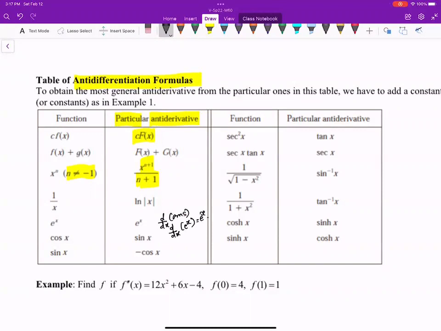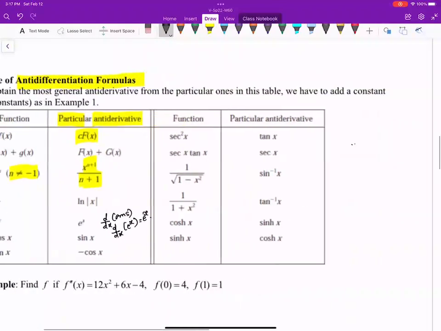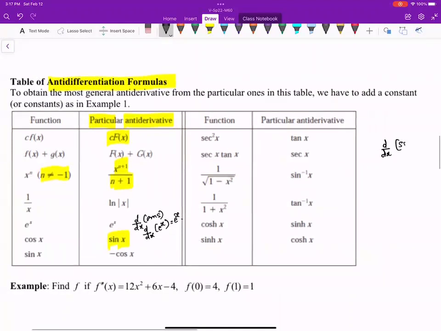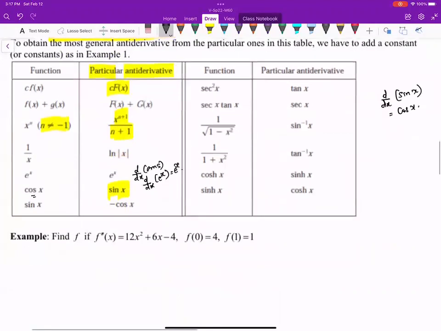An antiderivative of cosine x is sine x, because when you take the derivative of your answer, namely sine x, you get this function back, which is cosine x. Antiderivative of sine x is negative cosine x. Antiderivative of secant squared x is tan x.